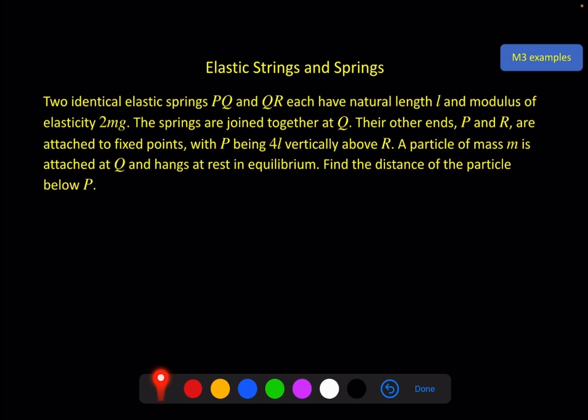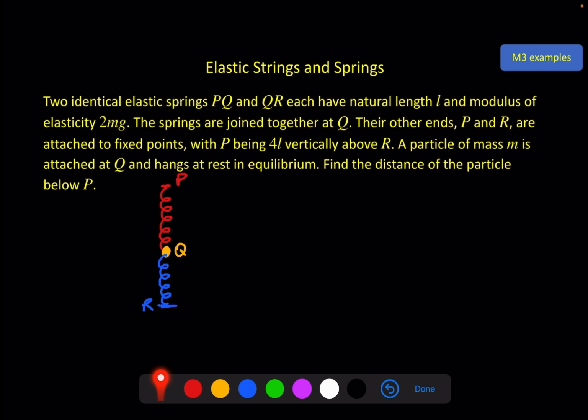Find the distance of the particle below P. So let's draw this out. We've got P up here, a spring here, mass in the middle at Q, next spring here, fixed down here at R, where P to R is 4L, and the natural length of the two springs is L.